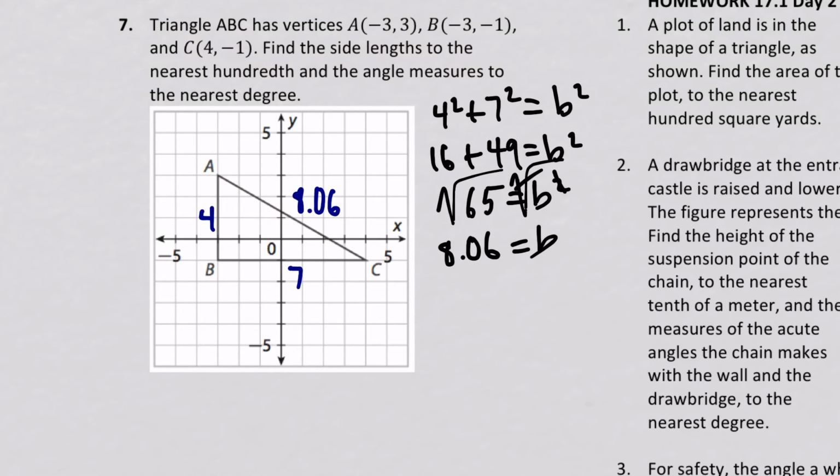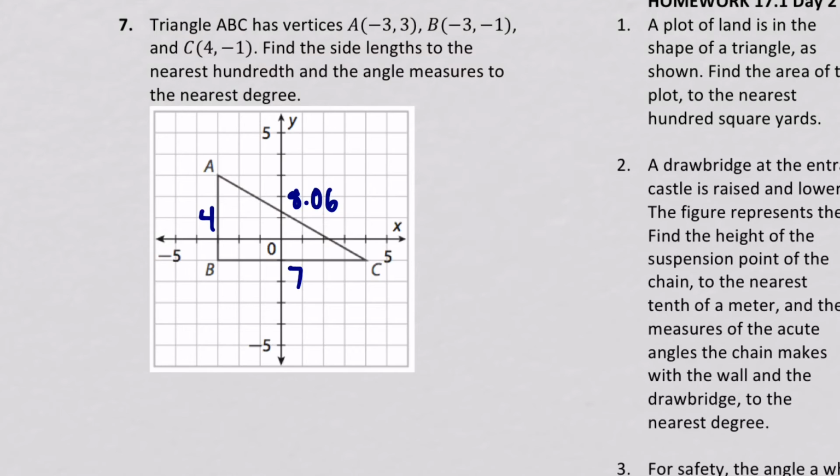Okay, let's go ahead and move on to the angles now. So to find the missing angles, first of all, angle B is easy, right? A vertical line and a horizontal line, that's a 90-degree angle for sure. So let's put that there. That's 90. Let's fix that. There you go. 90-degree angle right there.